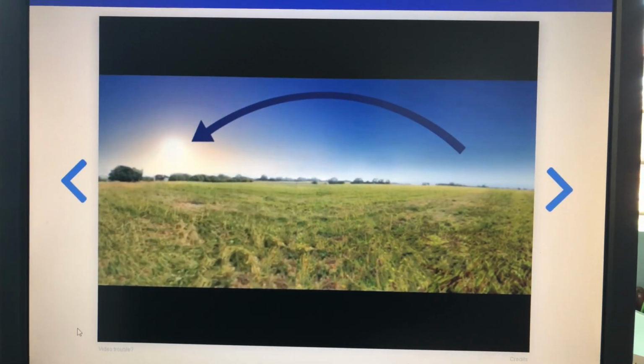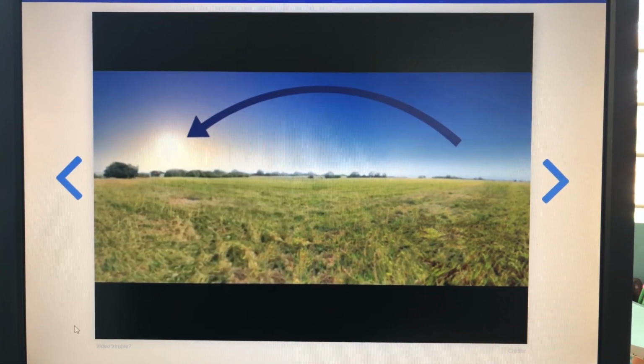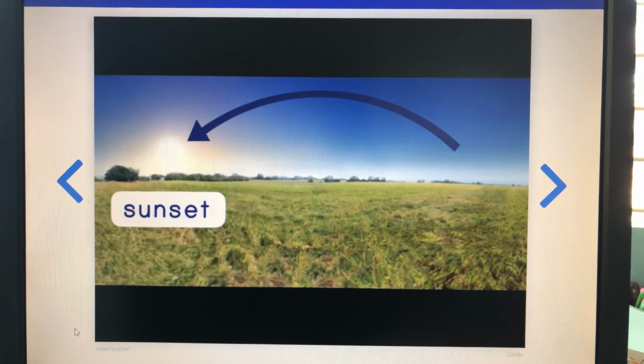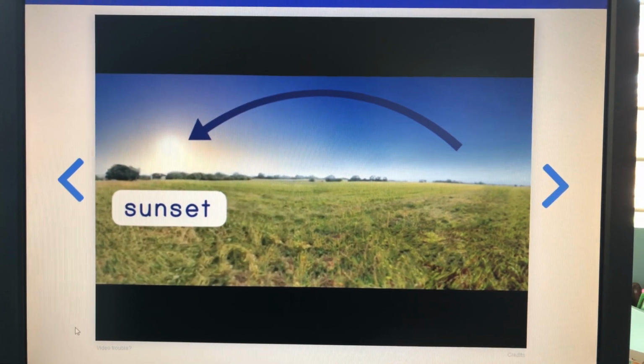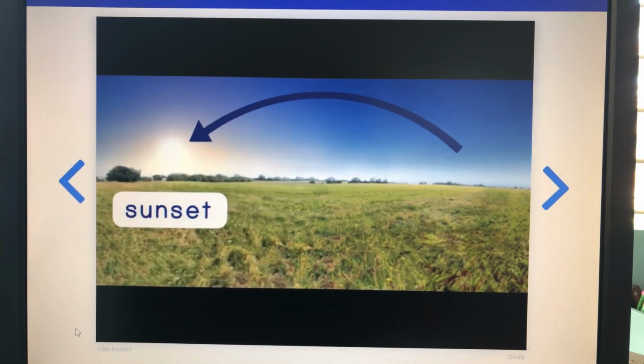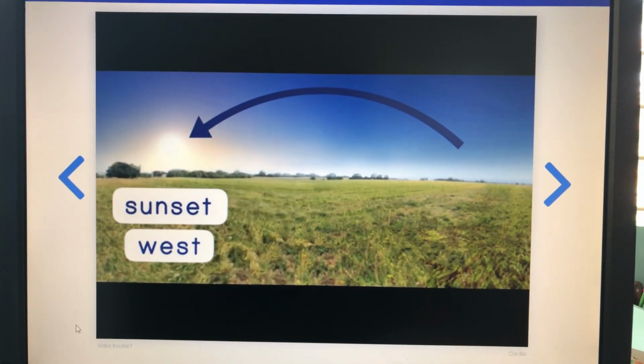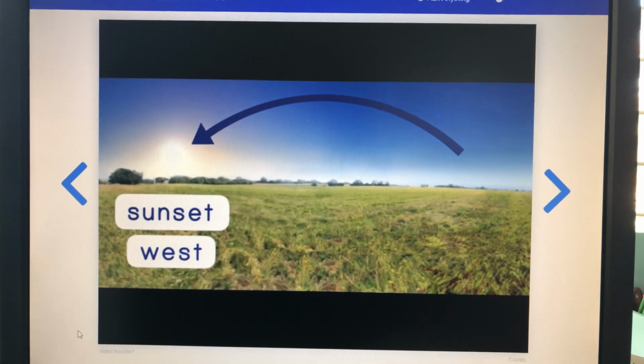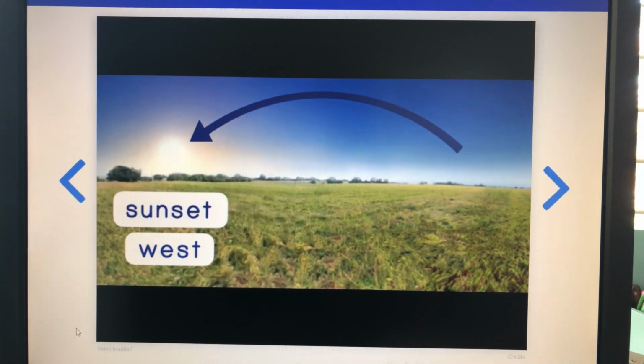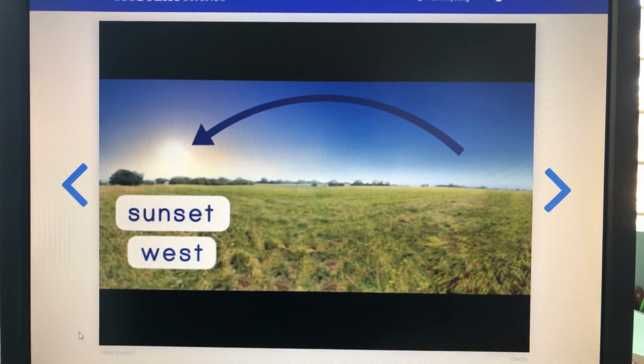The side of the sky where the sun goes down, you might call that the sunset side of the sky. But there's another word for this too, a word you might have heard before, and that's west. The sun sets on the west side of the sky. West comes from an old word that meant evening, because the sun sets in the evening.